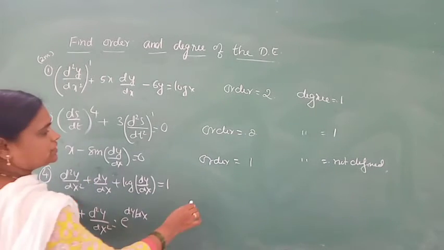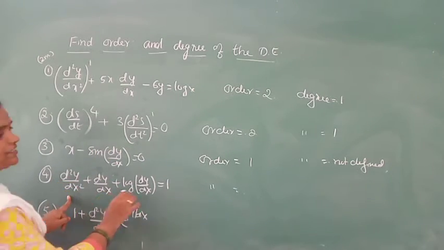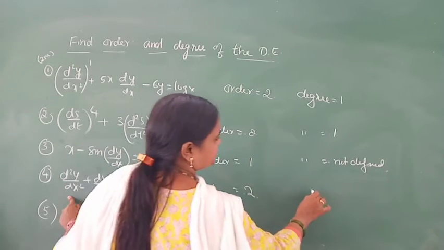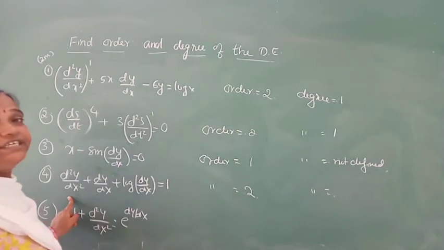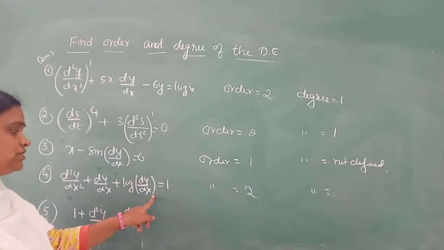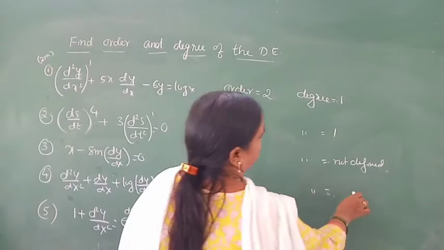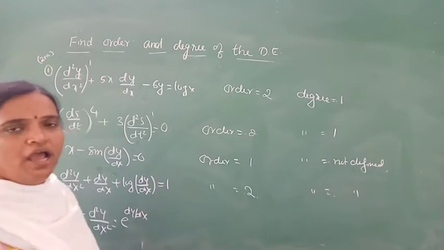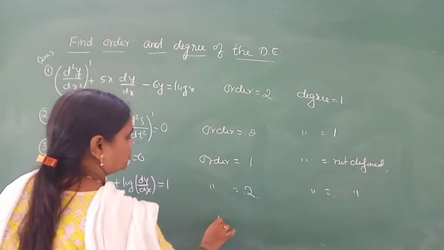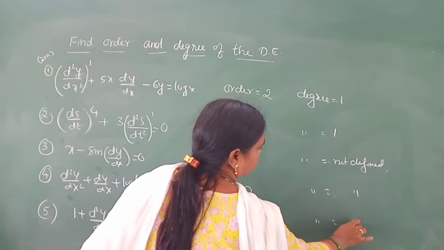Next here, order. See, highest order is what? d2y by dx. Okay. And degree. See, in this case, degree is not defined. Why? This log is enclosed with the dy by dx. Degree is not defined. Next here, order. Order is 2. Again here degree not defined.